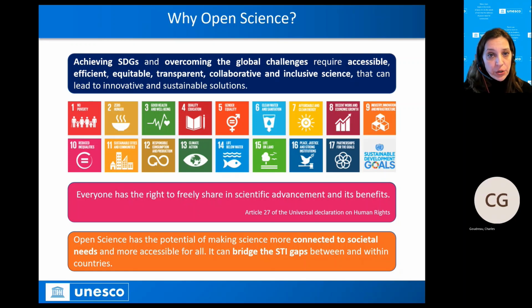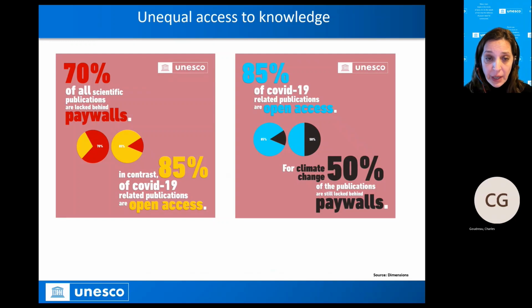And then, as I said, the third big reason for which open science is of particular relevance in UNESCO is that it has the potential of making science and the scientific process more connected to societal needs, more accessible for all. And it can also bridge science, technology, innovation gaps between and within different countries.